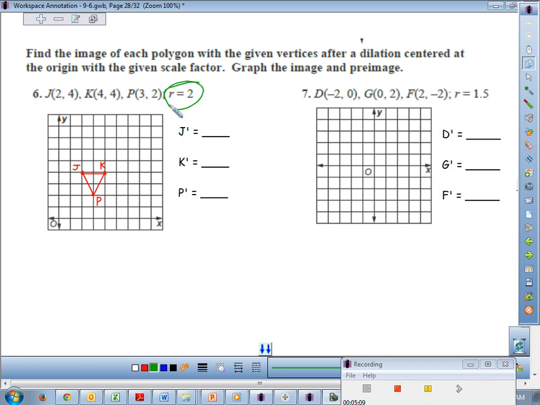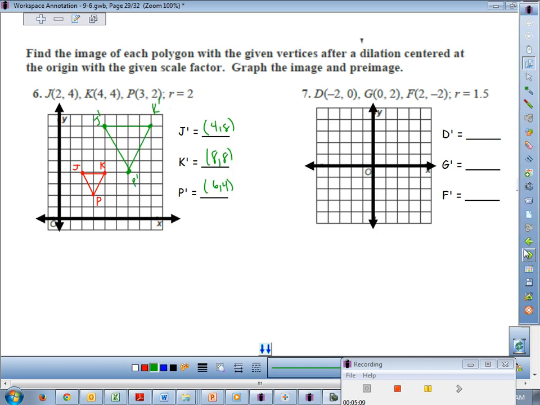If the scale factor is 2, then all you've got to do is take 2 times everything in your ordered pair. So if J is at 2, 4, then J prime will be at 4, 8, right? You just double both of those, take them both times 2, because that's what our scale factor is. And K prime will be at 8, 8, and P prime will be at 6, 4. So when you get it graphed, it should get twice as big. And you're doing the dilation around the origin right here. That's the center of dilation every time.